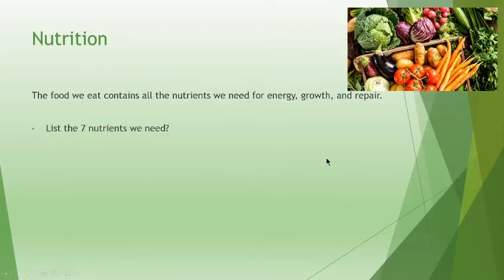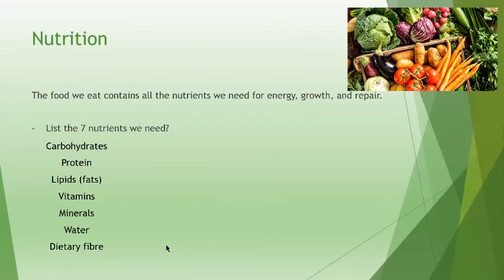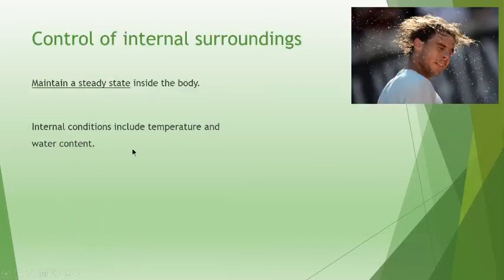Now nutrition. The food we eat contains all the nutrients we need for energy, growth, and repair. All organisms need nutrition to be able to survive and live. For us, we need 7 nutrients that are crucial. So carbohydrates, protein, lipids, vitamins, minerals, water, and dietary fiber. So those are the 7 nutrients we need. I'm not sure you need to learn this, but it's just another little thing.